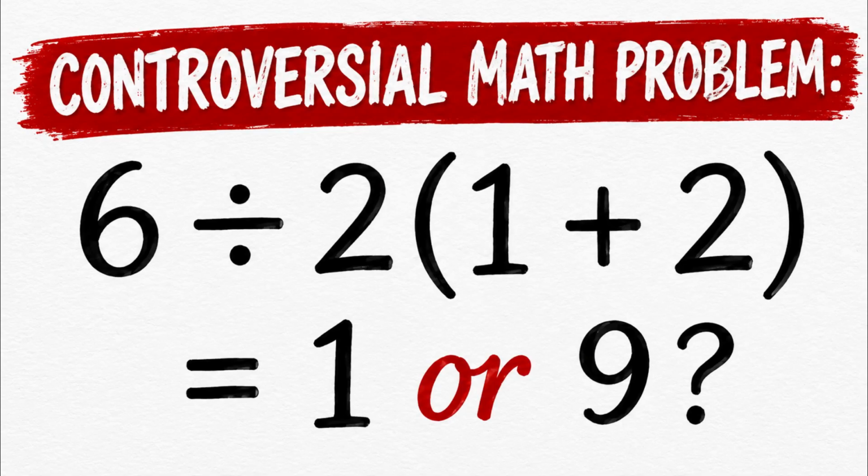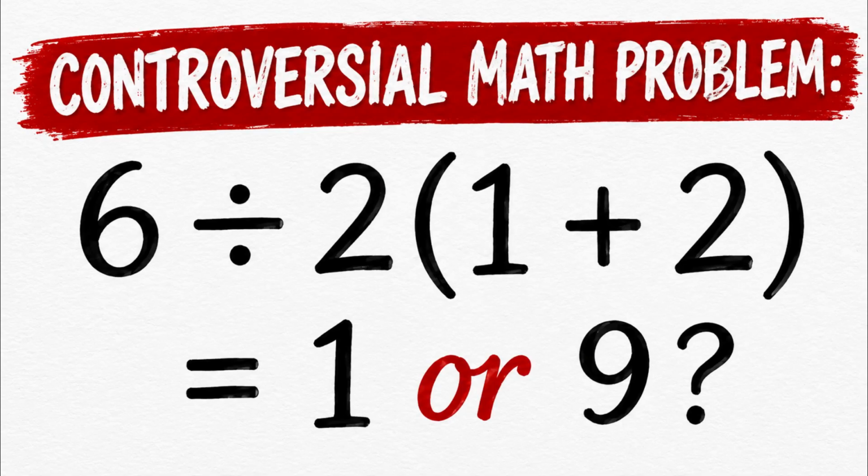First, let's see why some people get 1. They treat 2 times the parentheses as one complete group. So they read the expression as 6 divided by (2 times (1 plus 2)). First, calculate inside the parentheses. 1 plus 2 equals 3. Then 2 times 3 equals 6. Finally, 6 divided by 6 equals 1. So with this interpretation, the answer is 1.